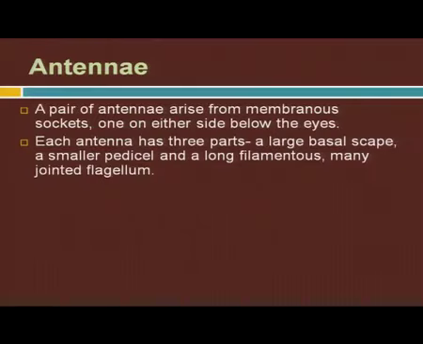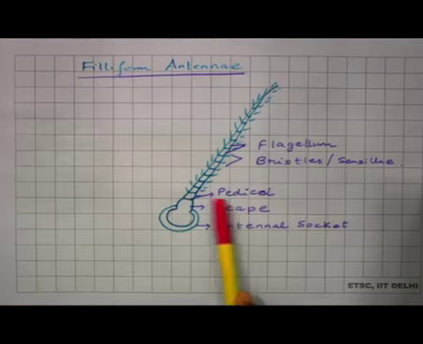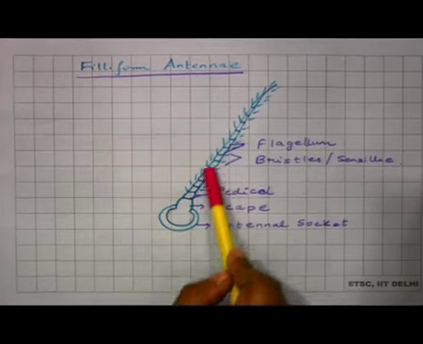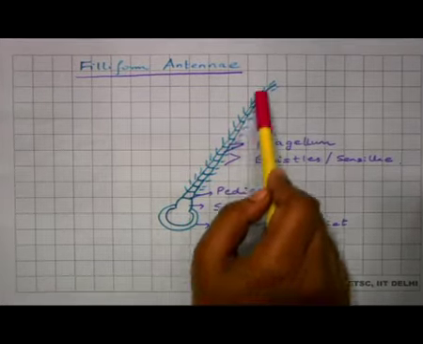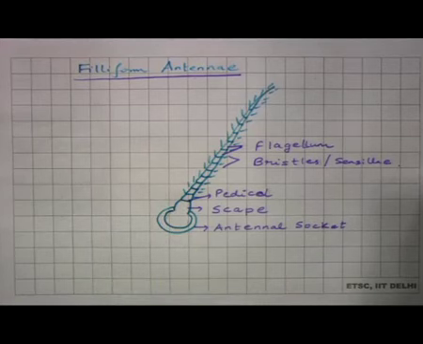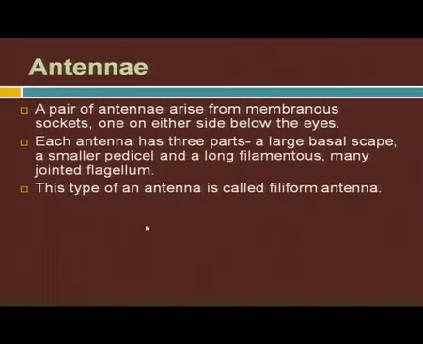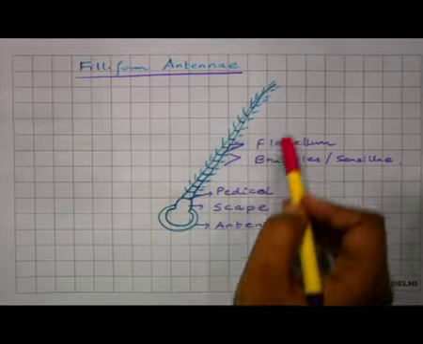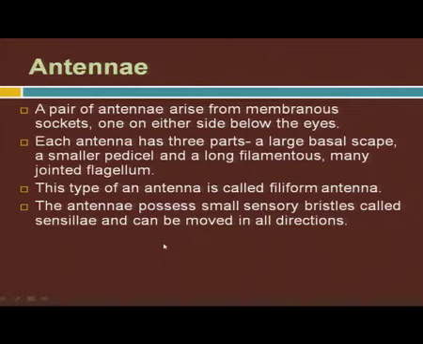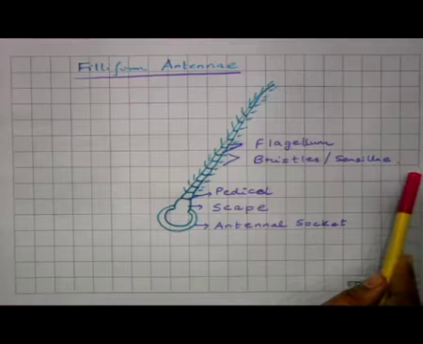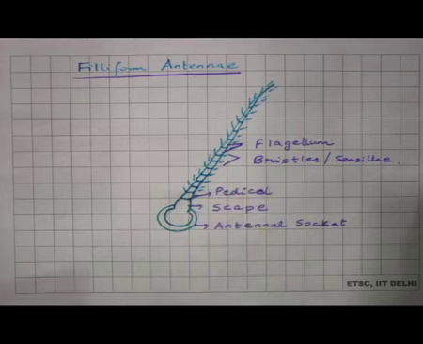So, each antenna has 3 parts: a large basal scape, a smaller pedicel, and a long filamentous many jointed flagellum. This type of an antenna which has a jointed flagellum is known as filiform antenna. The antenna possess small sensory bristles which are known as sensillae, and they can be moved in all directions.